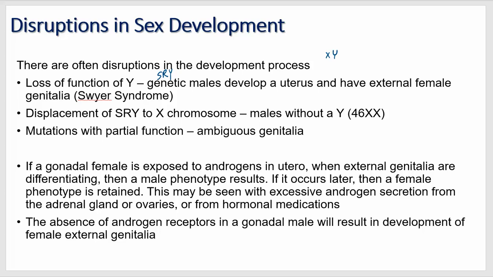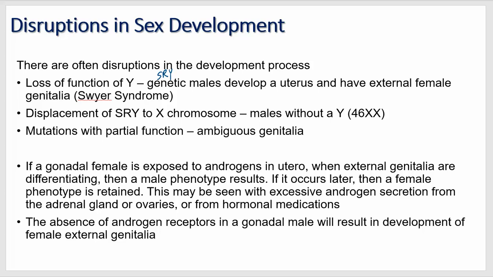Okay, so along the same lines, but instead of XY, XX: displacement of SRY to the X chromosome. So now there is no Y chromosome, but there's an X chromosome where probably a mistake during development caused the SRY gene, remember, the sex determining region of Y, to suddenly be on the X chromosome, which I guess technically would now make it a sex determining region of X. But either way, it's being produced, which means that a genetic female, XX, will go on to express as a male. Okay, so they'll have the gonads and everything else that goes along with it.